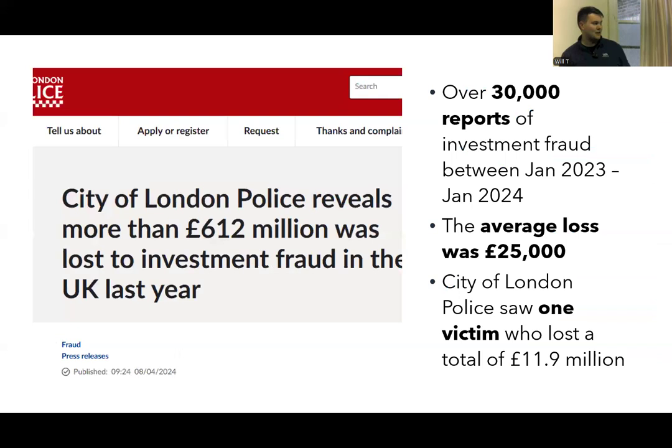It's crazy. And here are some stats just to highlight how crazy of an issue this is. Over 30,000 reports between 2023 and 2024 of this type of fake trading platform scam. The average loss was £25,000. So once they've got you hooked, they really get you to keep investing. And the City of London, they gather all these reports, and they said there was one victim who lost £11.9 million to this scam. So it's really, really crazy.